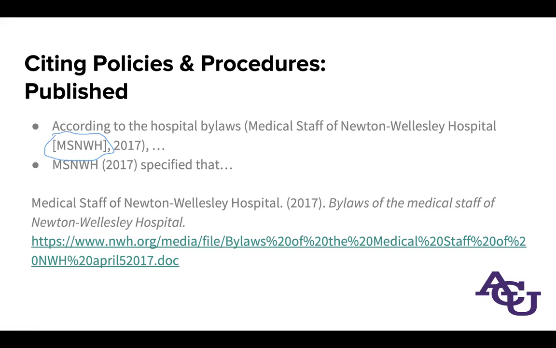So you can actually introduce acronyms to refer to authors when you have something long, like, say, Medical Staff of Newton Wellesley Hospital, which is, depending on how you count compound words, either 6 words or 5 words, still a bit of a mouthful, and it takes up space. So the first time you use that, follow that parenthetical listing of the author with the abbreviation, the acronym in this case, in square brackets, and then you can use it thereafter, except not in the references list. In the references list, you'd still spell out the full name, as you see here.